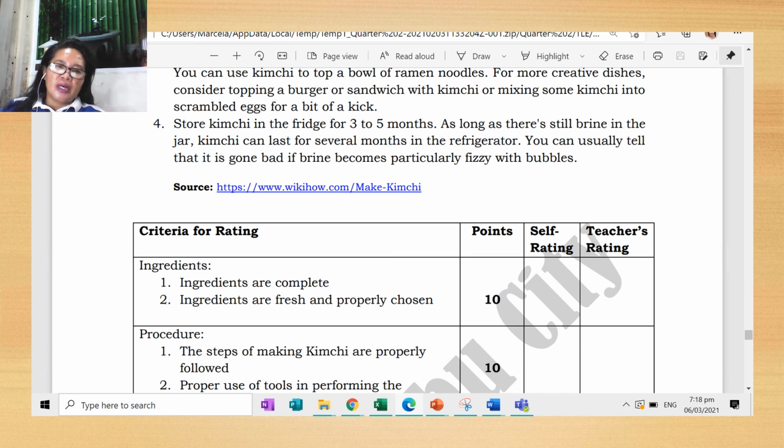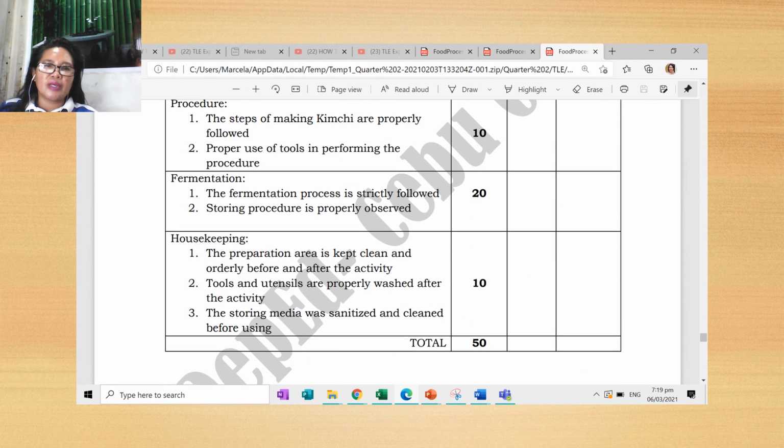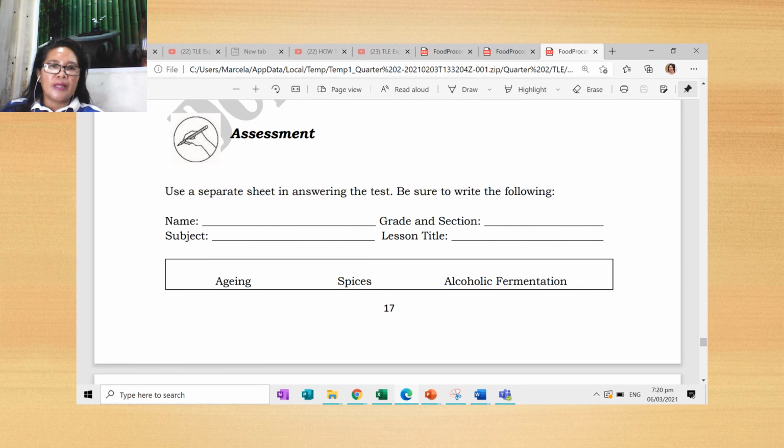You have to rate your portion here. You'll be the one to rate here, and also this one. You rate until here. Then for our assessment, don't forget to write your name, the subject, the grade and section, and the lesson title.